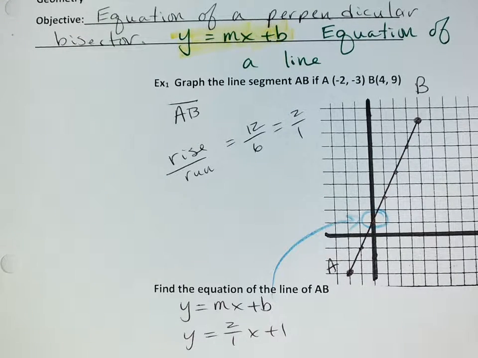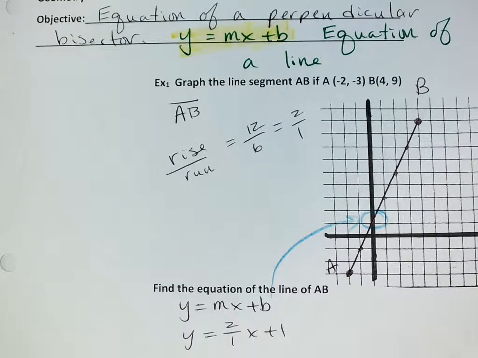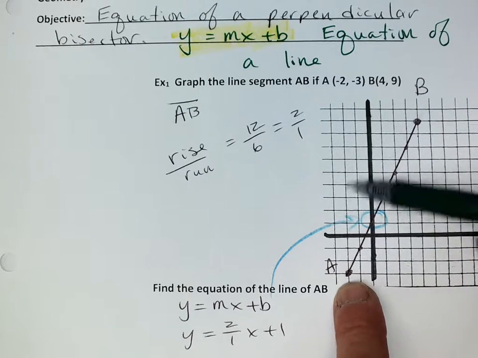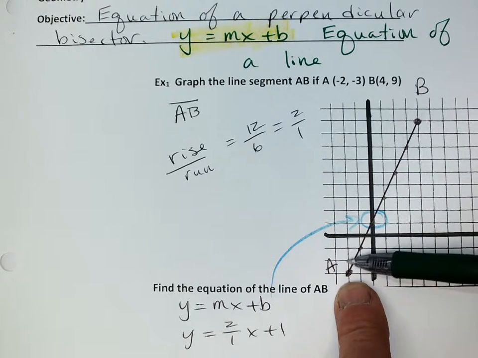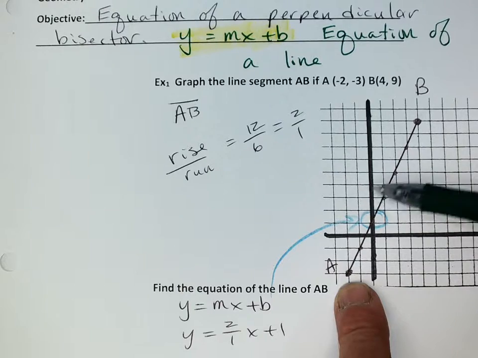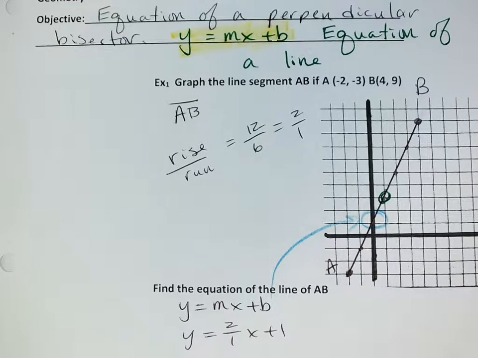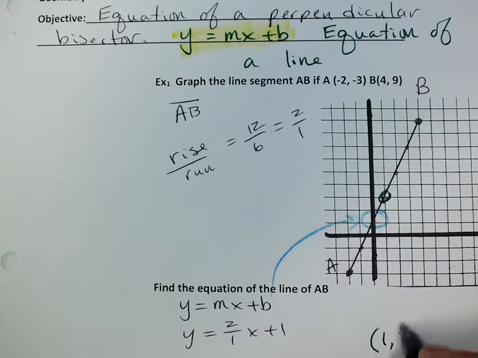But that's not really the line I want. I really want the perpendicular bisector. So a couple of words: perpendicular and bisector. Let's talk about the bisector first, because the bisector is the middle. We're going to bisect it, cut it in half. So let's find the middle. The journey from A to B is all the way up 12 and all the way over 6. Let's do half that journey. So instead of up 12, go up 6, and over 3. That is the midpoint. That's the middle of AB, at the point 1, 3.